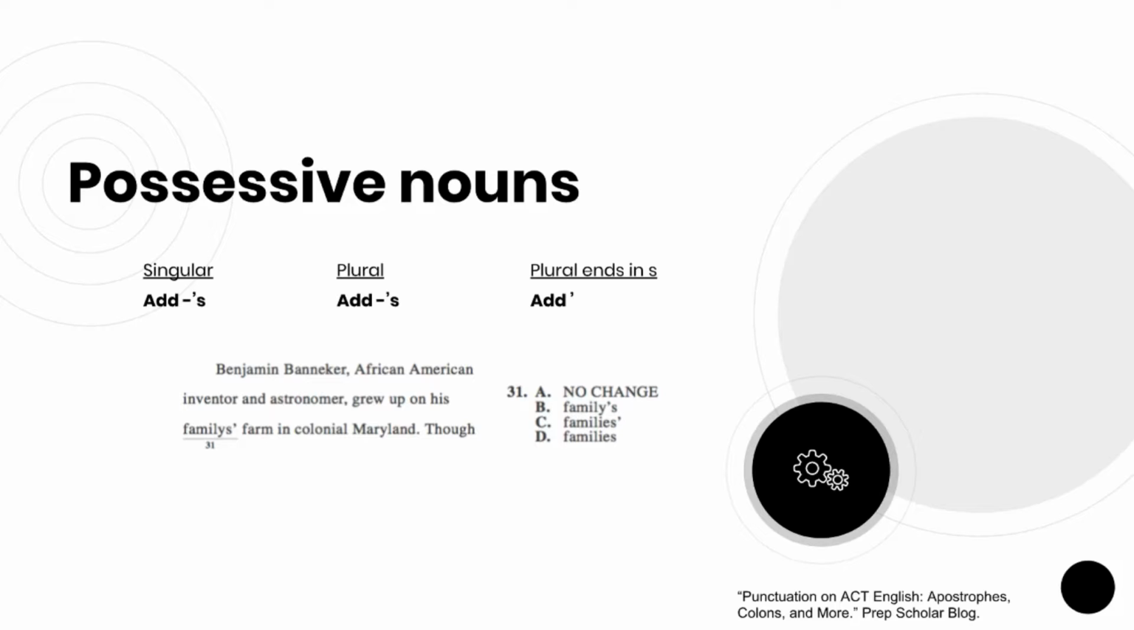And then you simply just need to remember the rule. If it's singular, you add apostrophe s. So what's written is not correct, but option B, family apostrophe s, is correct. The reason C and D are not correct is because they are plural.